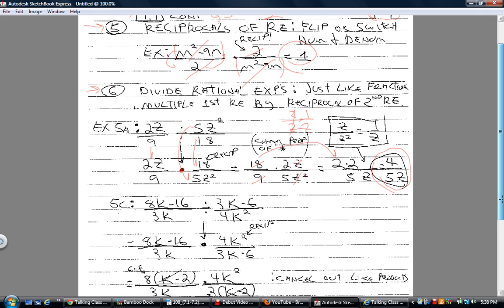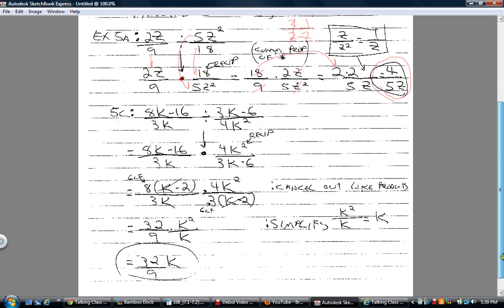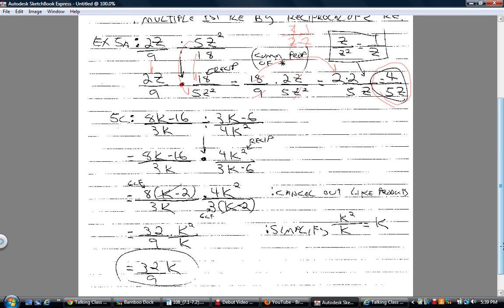The good thing about dividing rational expressions is that, except for kicking it off by multiplying by the reciprocal of the second rational expression, the rest of it you're going to go ahead and factor and then simplify. So let's take an example here of 5c, and 8k minus 16 divided by 3k. Here's the division. Convert it into multiplication. There's the reciprocal going down.